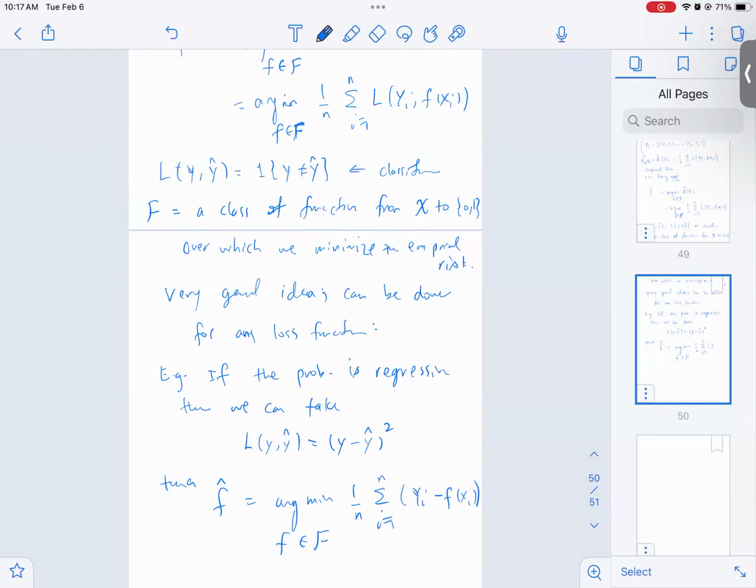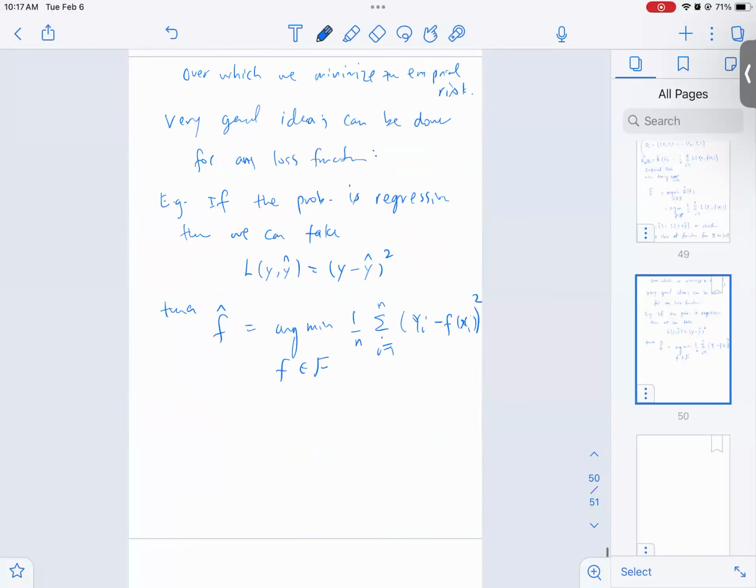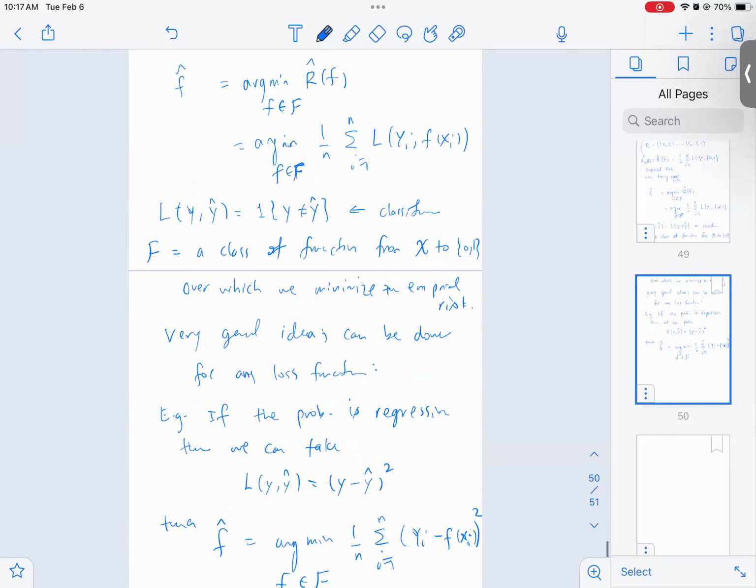Which might look very familiar. If you see non-parametric regression, that's how you do it: the loss looks like that, and then I'm minimizing it over a class of functions. Again, for regression, things are easier to analyze, so we're going to first look at regression and then go back to classification.